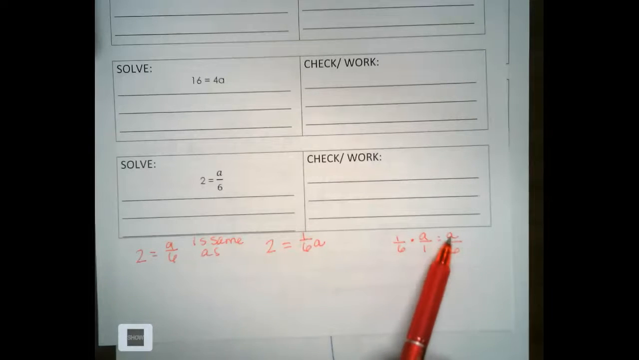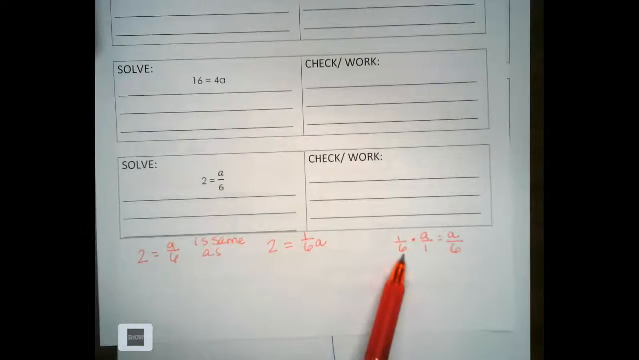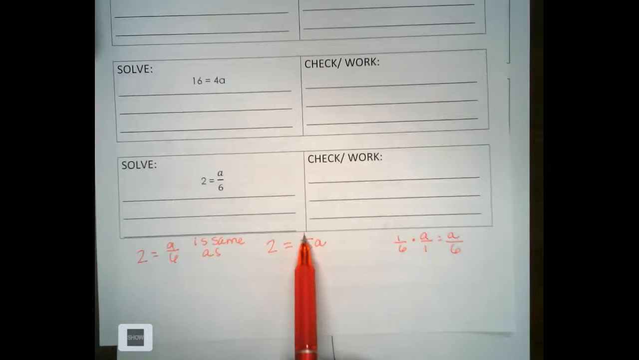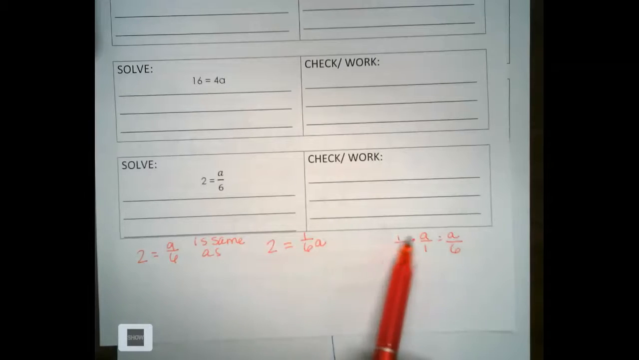That little trick of putting your variable in the numerator and the number in the denominator only works when the numerator is a 1. That is the only time it works, because 1 times a is a.